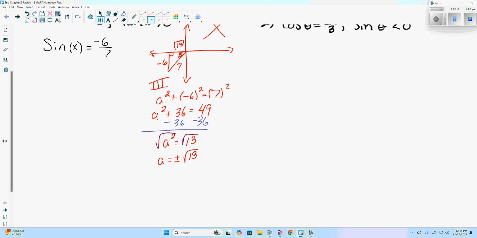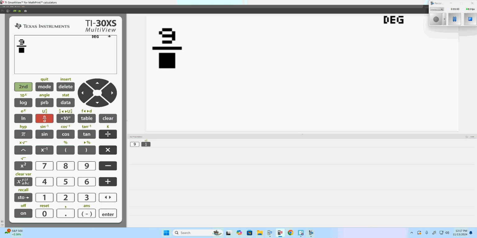So the other side of this triangle is the square root of 13, but since we are in the negative x-axis, the value of this would be negative square root of 13, because we're on the negative side. And now that we have this set up, we can actually find cosine of x, because cosine is the adjacent side, which is negative square root of 13, over the hypotenuse, which is 7. Now that also helps us find secant of x, because we're going to flip this. It's going to be 7 over the square root of negative 13.